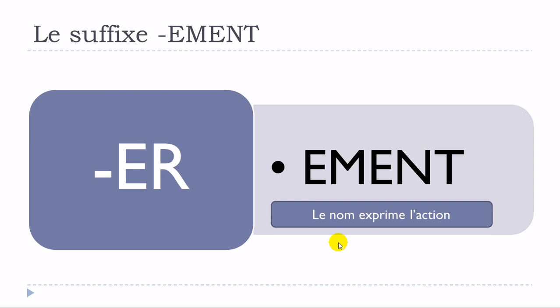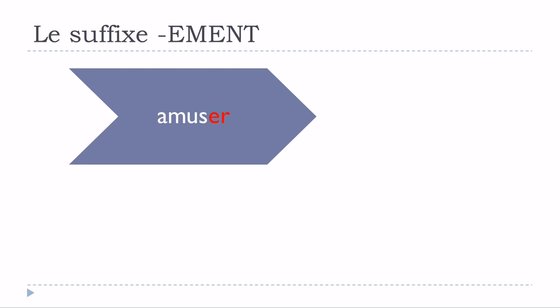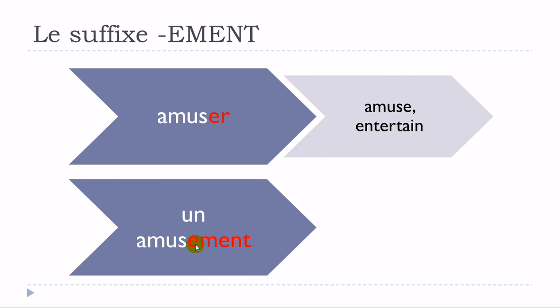Keep in mind that the noun must express the action, because you can have many nouns, or substantives as we say, that express different things. But in that case, when you go from the verb to this noun, it must express the action. Let's see a few examples now. The first one, amuser. If we respect the rule, we take away the er and put the suffix -ement instead, and we get un amusement. So amuser, un amusement.